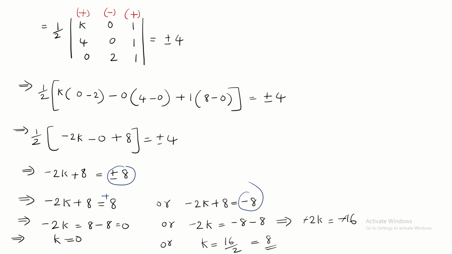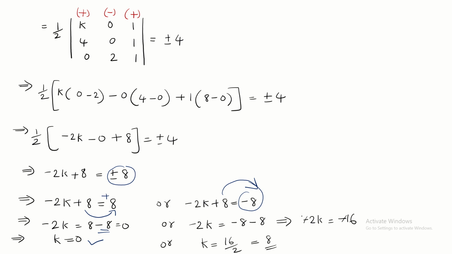So here minus 2k plus 8 is equal to 8. Minus 2k plus 8, and it comes to the right side minus 8. 8 minus 8 is 0, minus 2k is equal to 0, then the value of k will be 0. Or minus 2k plus 8 is equal to minus 8. Taking the second value, minus 8. Minus 2k is equal to plus 8. When it comes to the right side, minus 8. Minus 8, minus 8, it is minus 16.